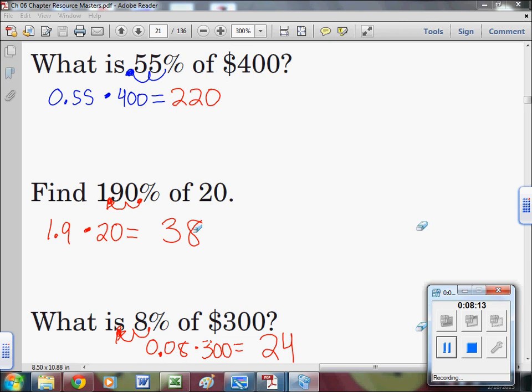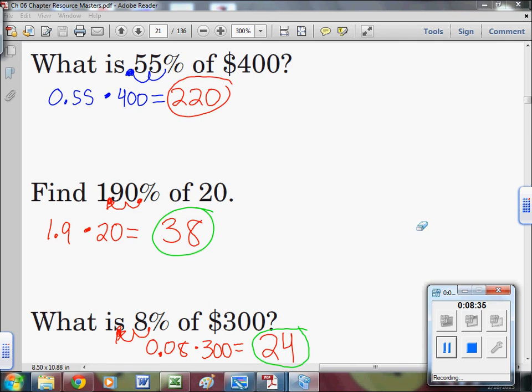Alright, so I went back and just used a calculator real fast to calculate each of these. So 0.55 times 400 gave us 220, so that's going to be the answer to that question, 220. 1.9 times 20 gives us 38, and then 0.08 times 300 gives us 24. Before I move on past these questions, I want to make sure you know how to make sure your answers are reasonable.